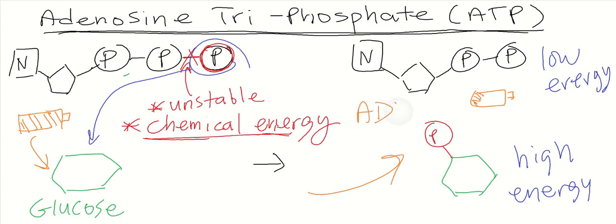Let me make that clear. What do you think the D stands for? D stands for di. Di means two in chemistry, because now there's only two phosphates.